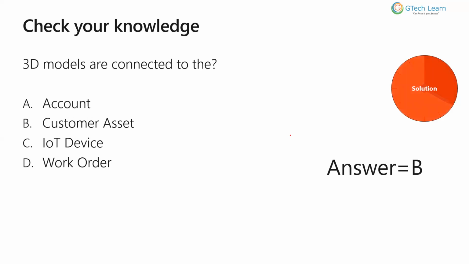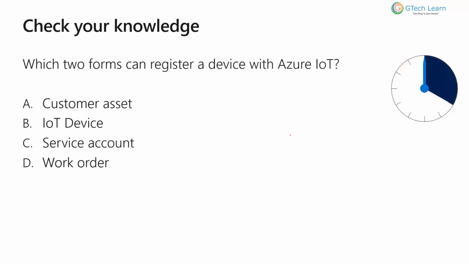Okay, so the correct answer for that question is going to be option B, customer asset. Now we are having another question in line. Which two forms can register a device with Azure IoT? Is it going to be your customer assets, IoT device, service account, or work order? So let's get your answers on the chat and let me start my timer now.